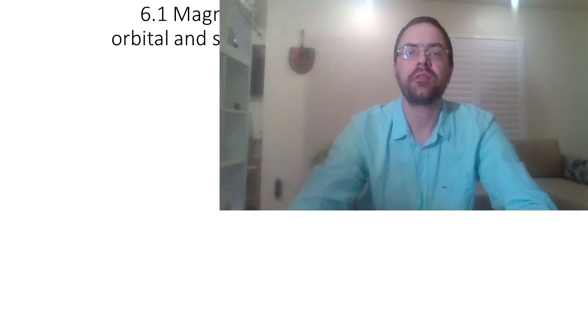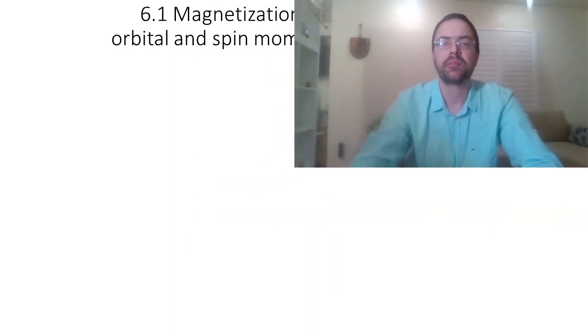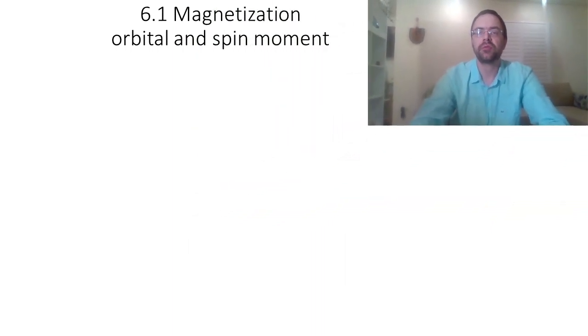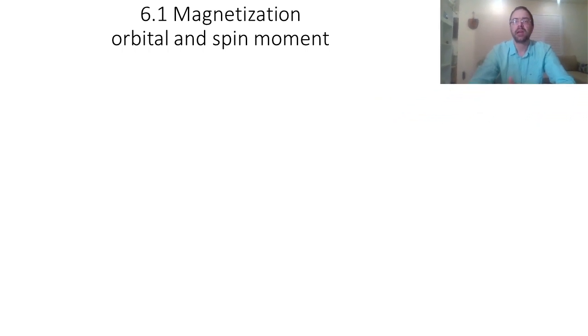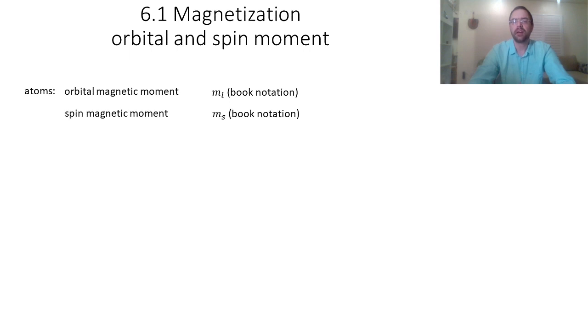In this video, I will introduce the concept of magnetization, and before that, we will discuss the effect of magnetic field on materials. In the previous chapter, we introduced the magnetic dipole moment, and we mentioned that atoms have electrons that have an orbital magnetic moment, which in the book notation is labeled as m sub L. In fact, electrons also have another magnetic moment, which we call the spin. The spin magnetic moment in the book notation is labeled as m sub S.